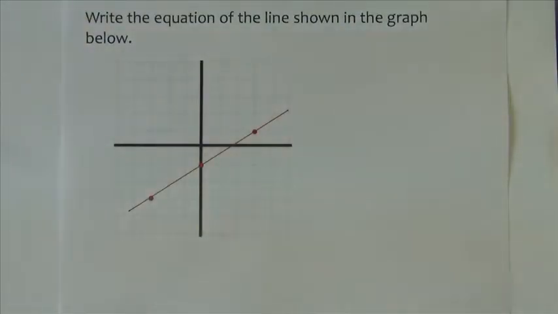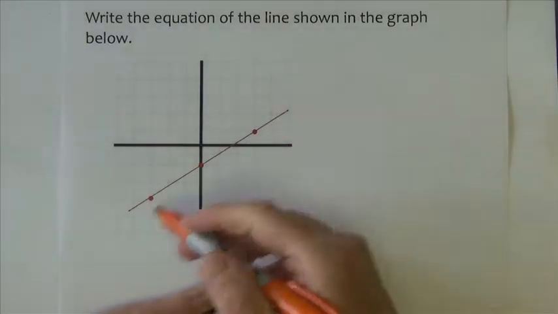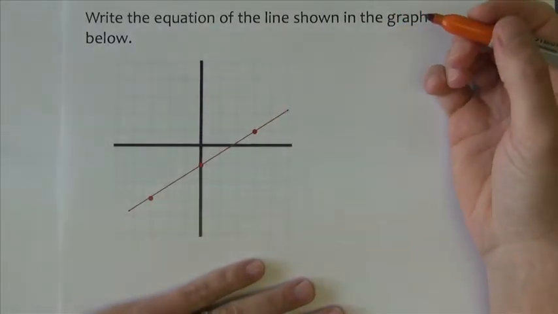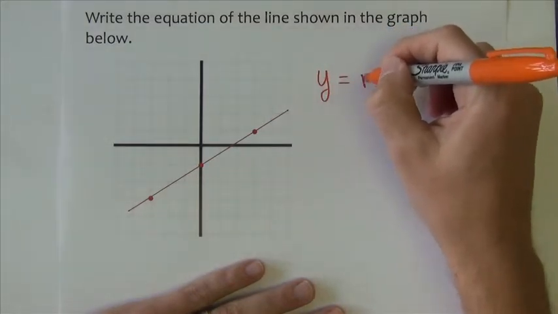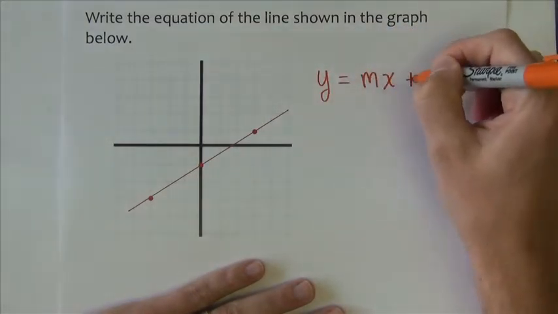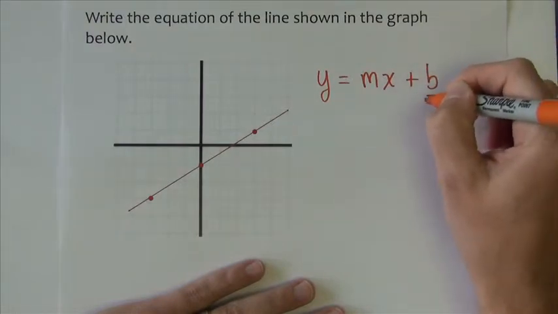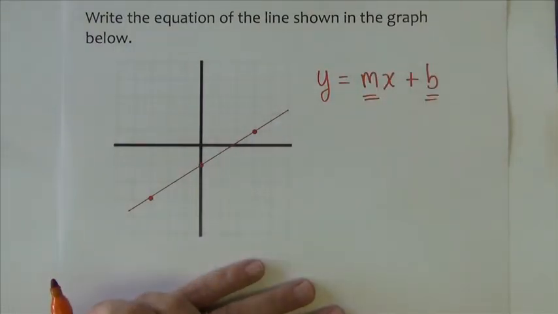First example, just to introduce us to the idea of writing a linear equation, asks us to write the equation of the line shown in the graph below. Now think about a linear equation, slope-intercept form, y equals mx plus b. We need to know two things. We need to know the y-intercept and the slope. And sometimes in looking at a graph you can see exactly those two things that we need.